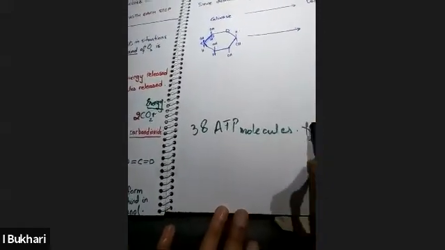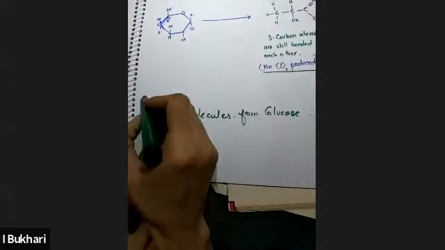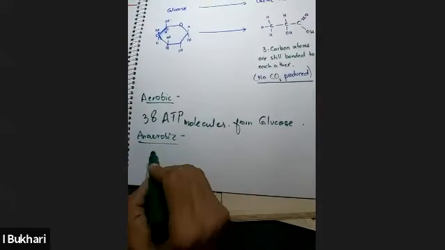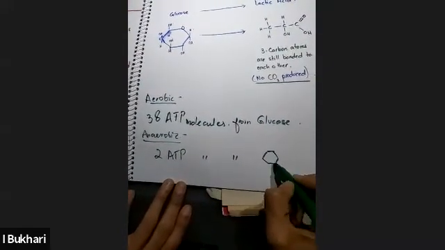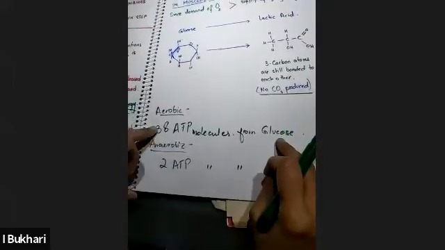So the reason why this energy is less, and I'll tell you how much less it is. In aerobic respiration, for example, you get 38 ATP molecules per glucose molecule. For anaerobic, you get only 2 ATP molecules for each glucose molecule. For each glucose, you get 2 ATP in anaerobic. In aerobic, for each glucose, you get 38. So you can see such a big difference.